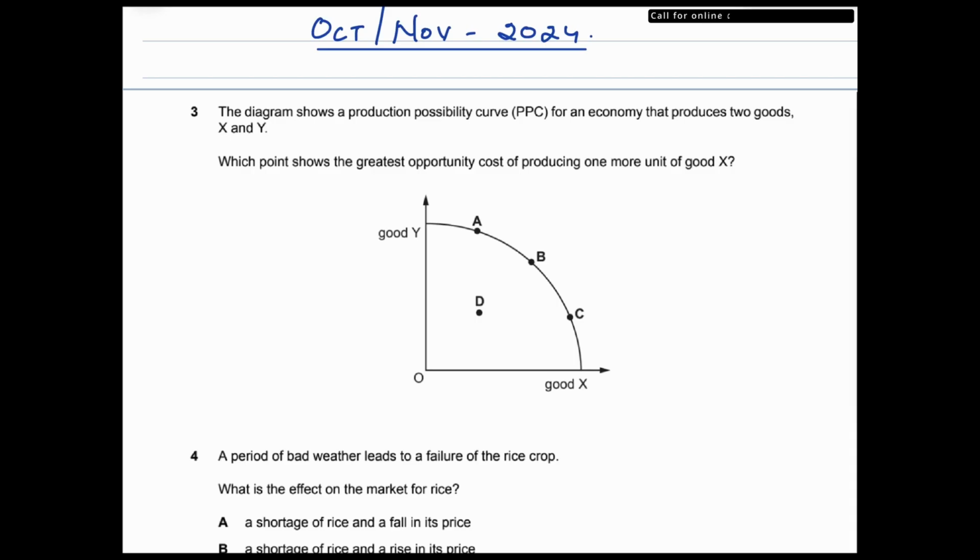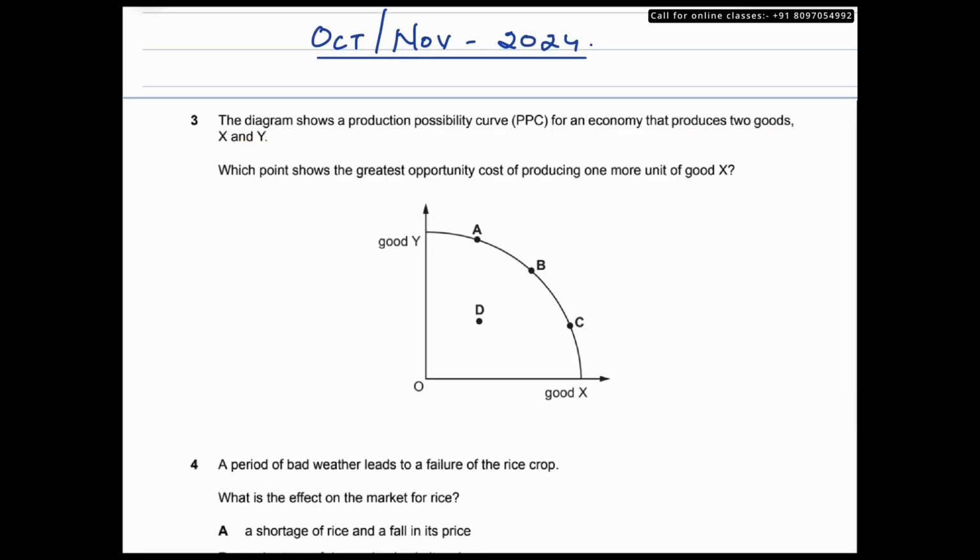Alright, so now we have question number 3. Question number 3 says, the diagram shows a production possibility curve for an economy that produces two goods X and Y. Now which point shows the greatest opportunity cost of producing one more good X? Correct? So they are asking us which option amongst these would have the highest opportunity cost of producing one additional unit of good X.